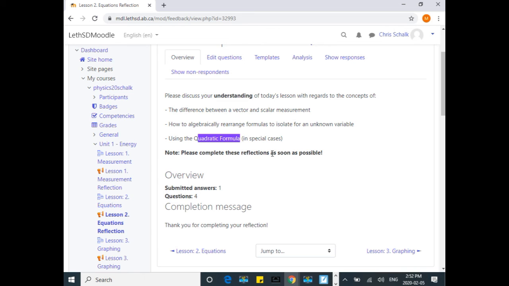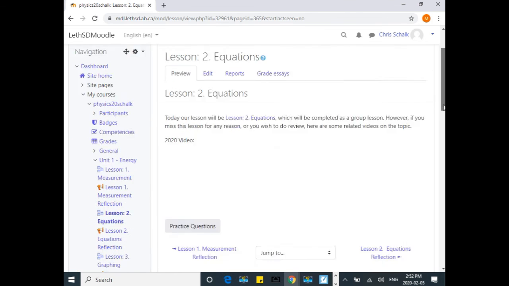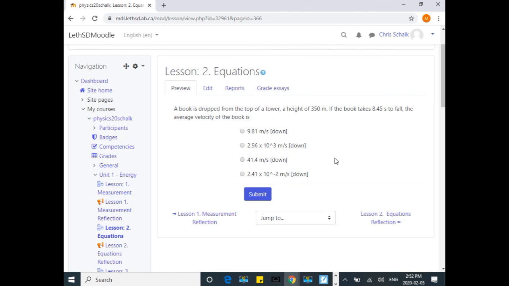And that's it. The other thing to work on, by the way, is at the end of this lesson here, I'm going to put a YouTube video in here. So eventually there'll be a YouTube video of this lesson in here. You can do some practice questions. So let's do one together.